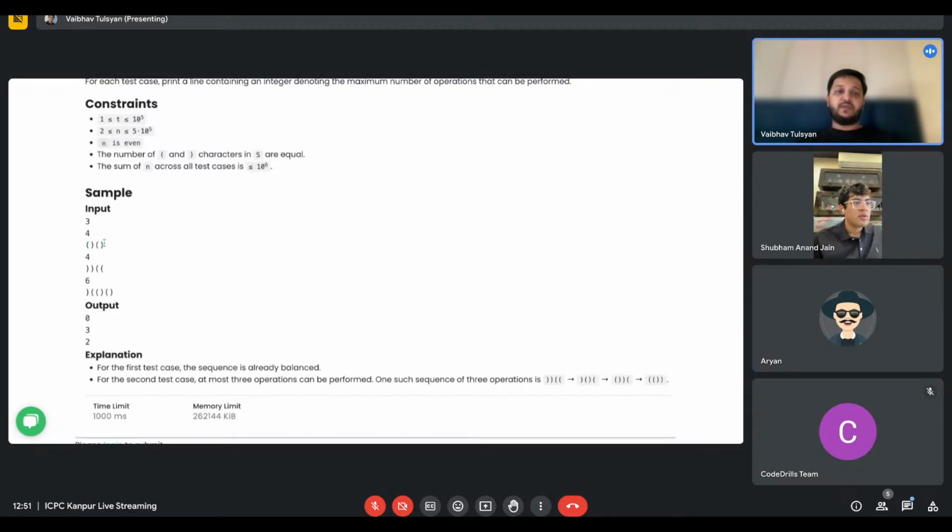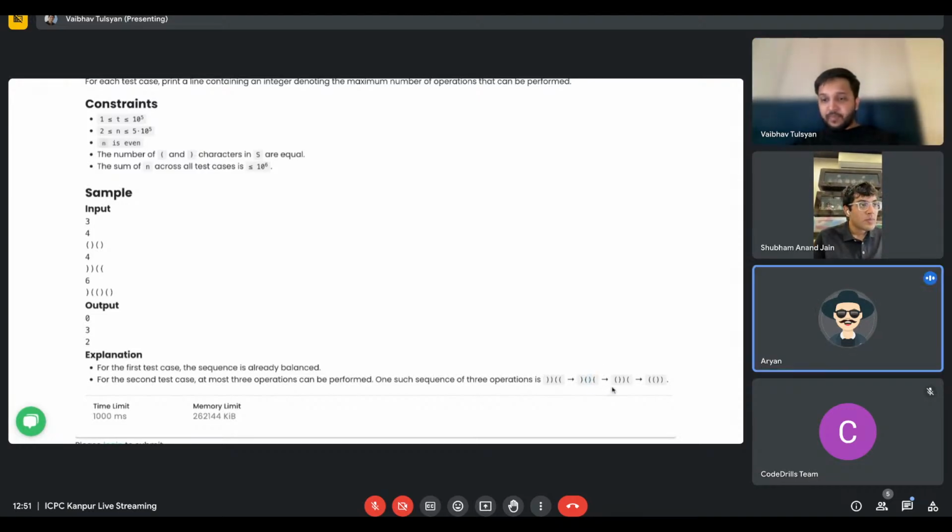So for the first one, we already have a balanced string. For the second one, you can see the explanation here. So basically, you just swap out the ones in the middle first, and then the first two, and then the last two. So you have three steps, and maybe I can try solving the last one.